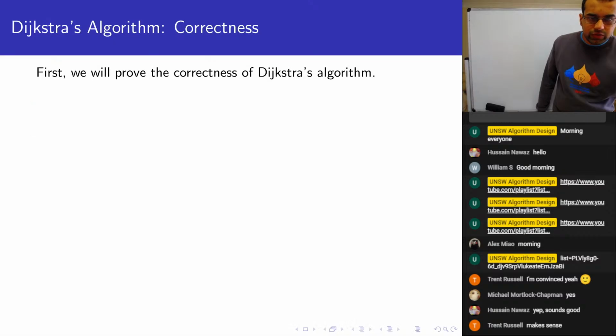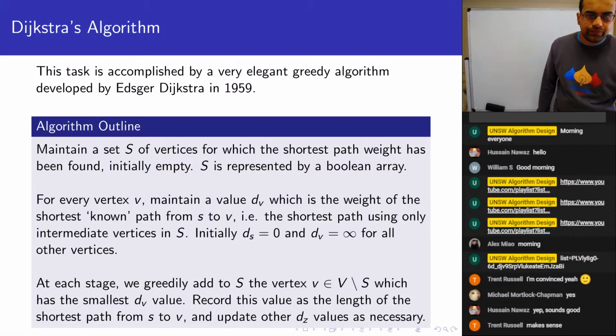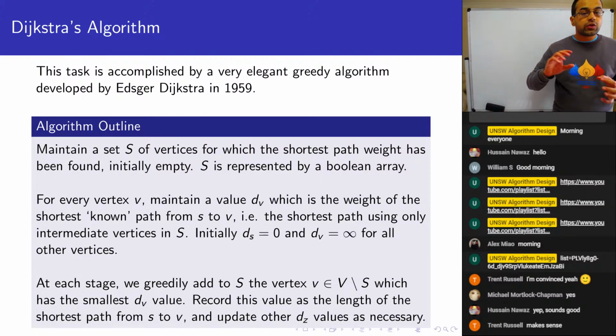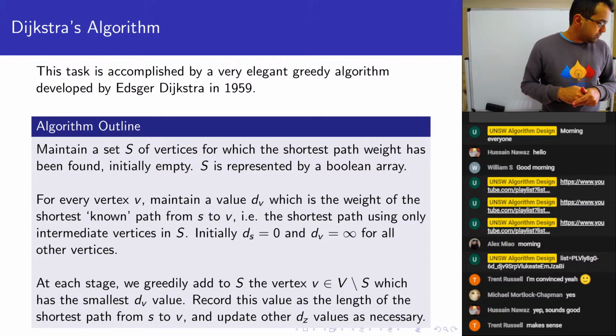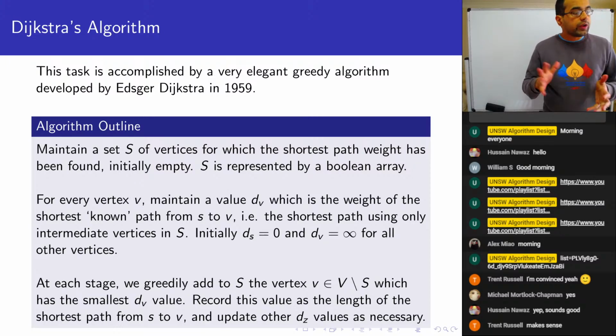I'll just return to the outline slide. So far we've confirmed that this is a correct algorithm, and that the last phrase, update other dz values as necessary, just means along those outgoing edges from the new vertex v, consider updating the shortest known path to the destination of that edge. We don't need to worry about any other vertices outside S. Those can't be beaten by paths to v and then back to some other u.